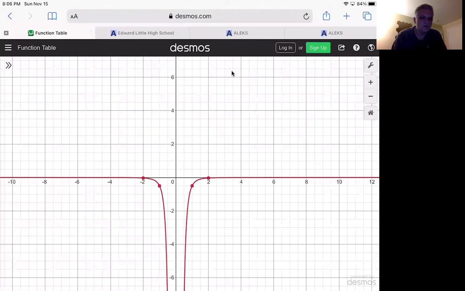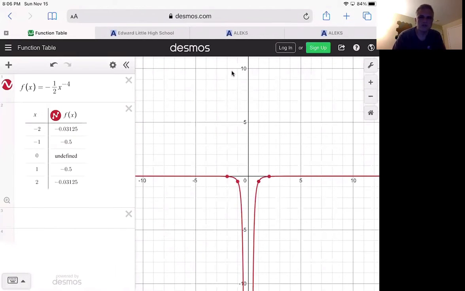Right, so if you look at your table, here's a little piece of a table that we have. The table shows that when x is 0, the function is undefined, your f of x, your y. So that's why you can see that the y-axis, which is where x is 0, is not touched by this function. And then you see a couple more points, -1, -0.5, and 1, -0.5. And then if you go a little bit further, it's getting a little bit closer to the x-axis. At 2 you have -0.03125 for your function value. Same thing with -2.